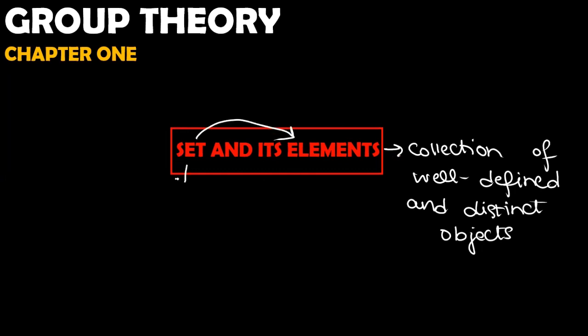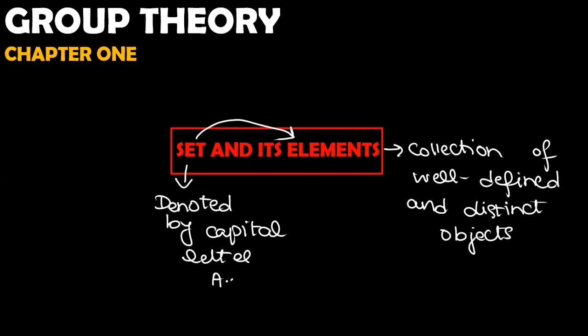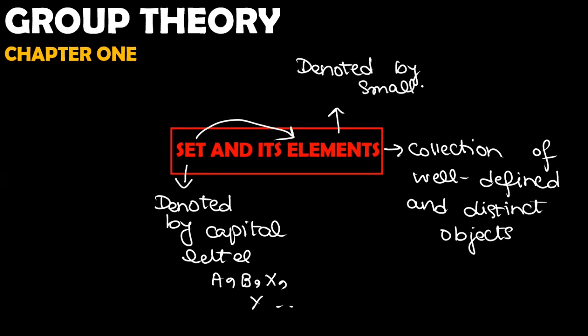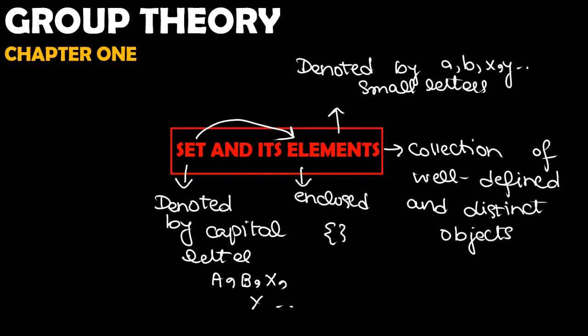The distinct and well-defined objects in our sets are called elements of the set. Sets are often denoted by capital letters like A, B, X, and Y, etc. Similarly, the elements of the set are often denoted by small letters like a, b, x, and y, etc. And the set, as you know, is enclosed by curly brackets like this.